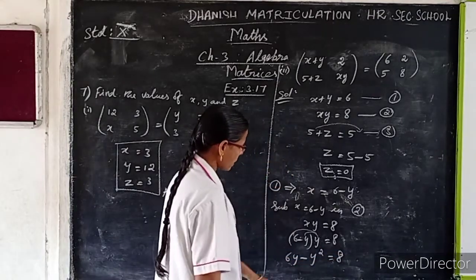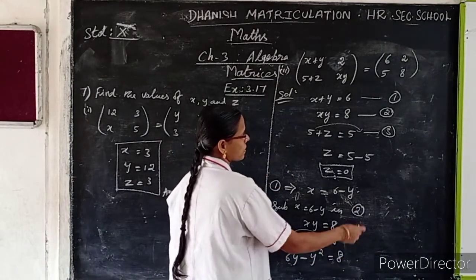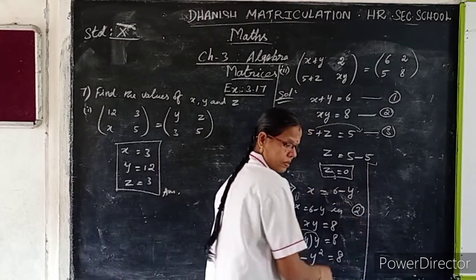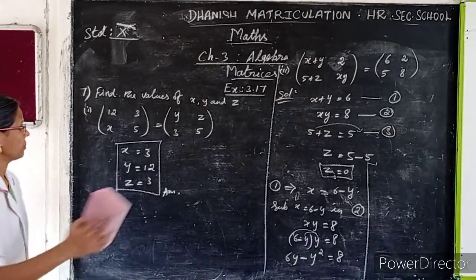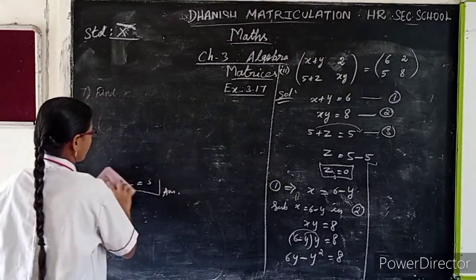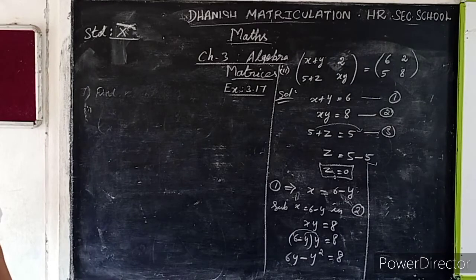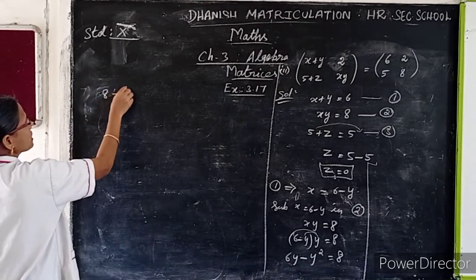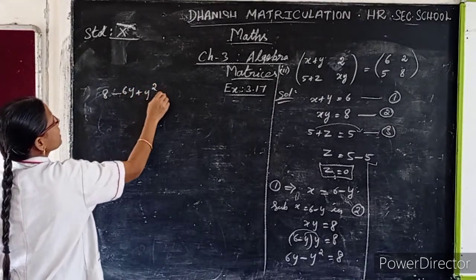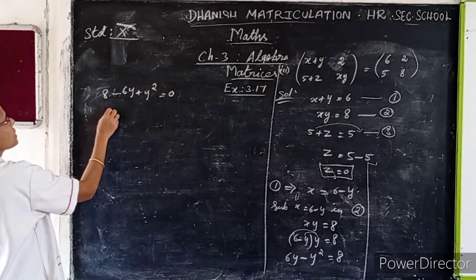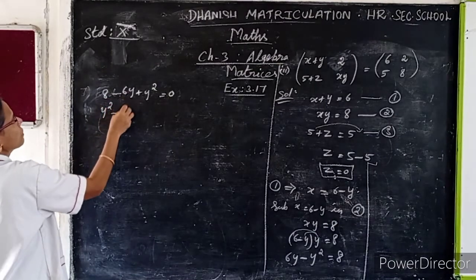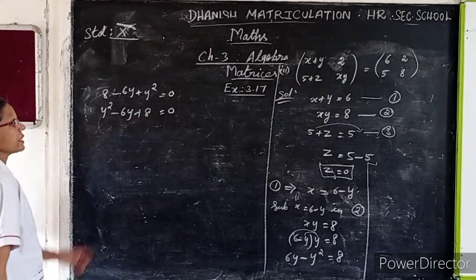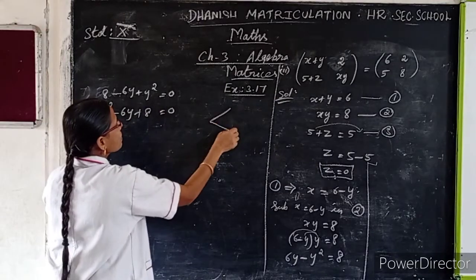So our y square term is negative. So transfer it: 8 minus 6y plus y square is equal to 0. So first write the y square term, next write the y term, minus 6y. This is plus 8, the constant term. It is a quadratic in terms of y. So solve.